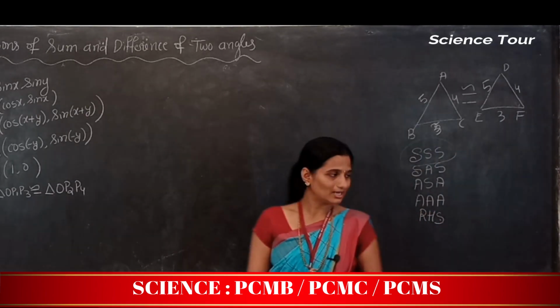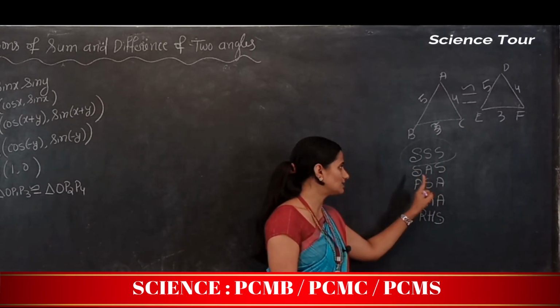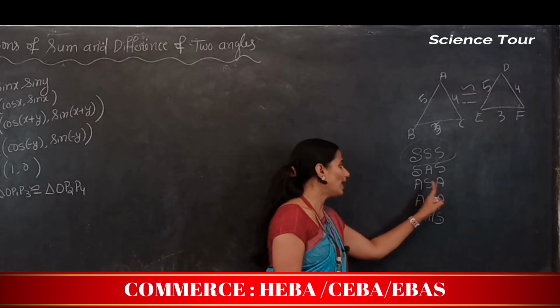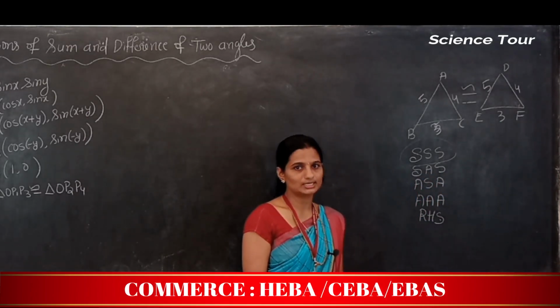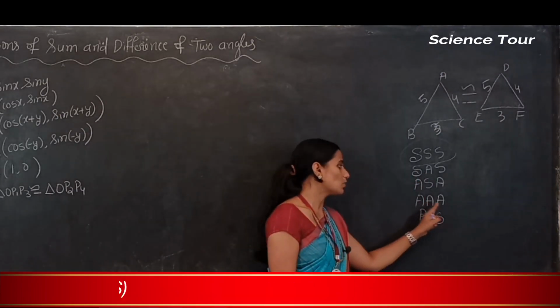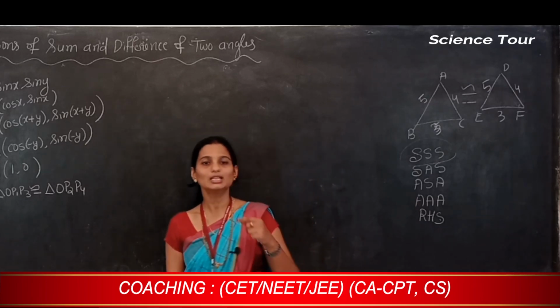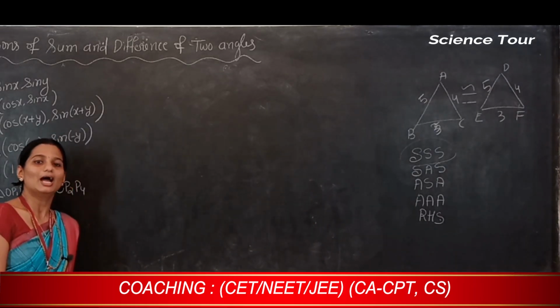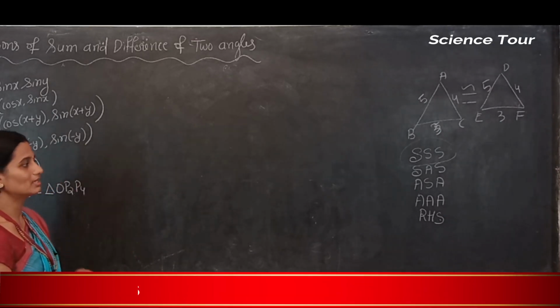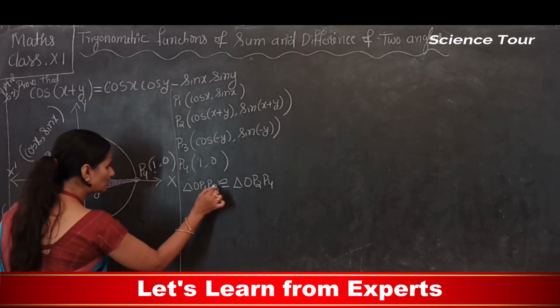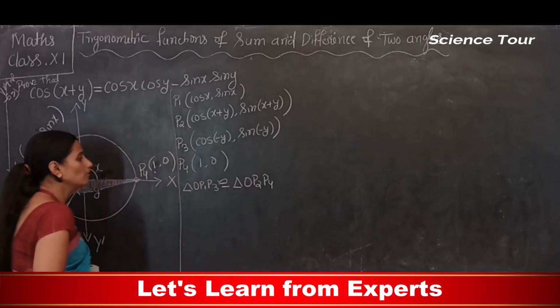So now similarly, SAS means two sides and one included angle. ASA means two angles and one included side, if they are equal, then the triangle is a congruent triangle. Next, if all three angles are equal, then the triangles are congruent. And RHS, if one angle is 90 degrees, then it is what? RHS, right?